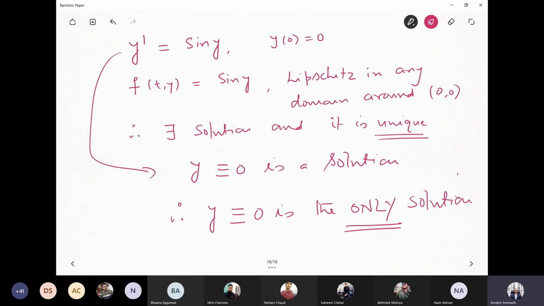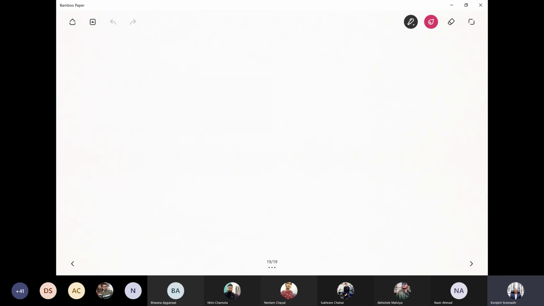Okay, so this kind of equations, which have nonlinear terms, even using this theorem we can get some information about the solutions. But in the manual process, y dash equals sin y with y at 0 equals 0, the solution does not exist. Solution does not exist. Yes, sir.